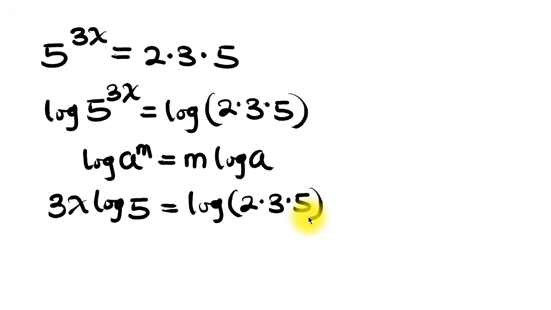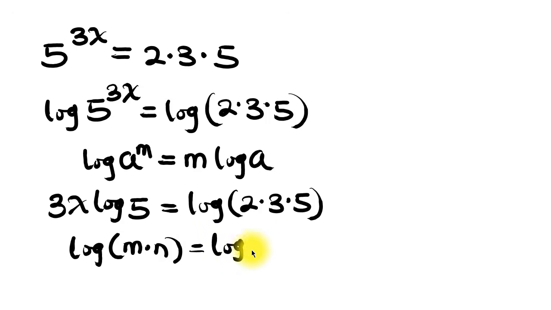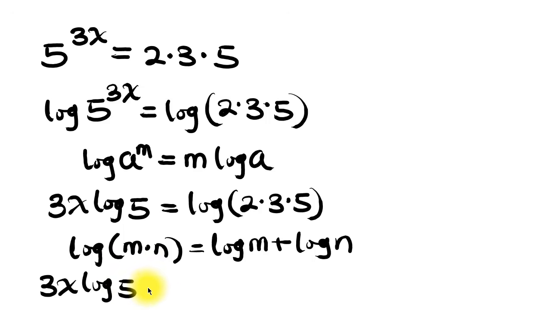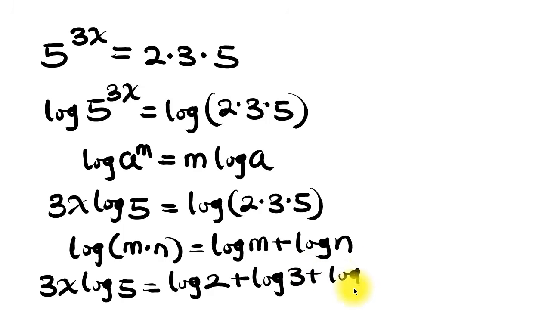Very good. Now our next step will be for us to apply this property of logarithm that says that when I have the log of, for example, m times n, just as we have here, this can be written as the log of m plus the log of n. Now we're going to be writing this expression in this form. So on the left hand side, we have 3x times log of 5 to be equal to, that means this becomes the log of 2 plus the log of 3 plus the log of 5.